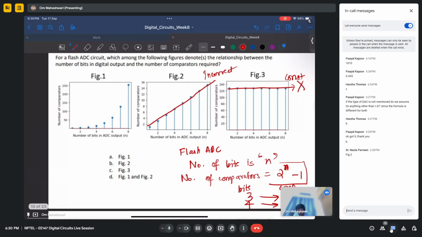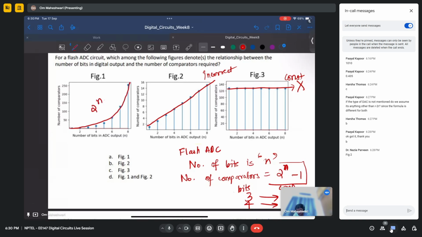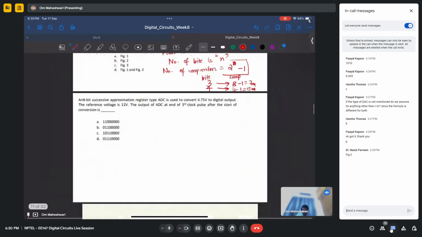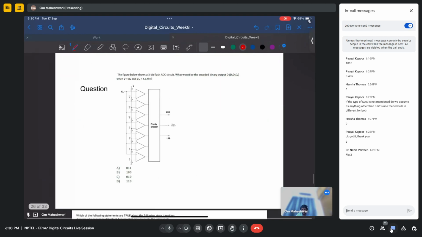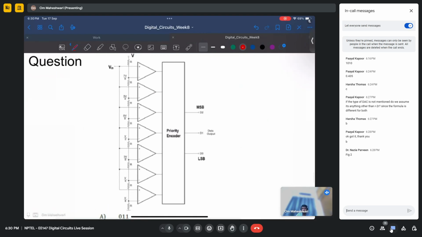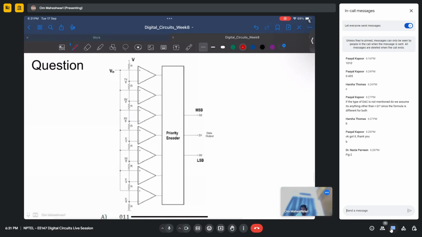And if you see this one, this is something like exponential, 2 to the power n minus 1. So this is correct. The number of components increases exponentially for flash type ADC. So if you want to see a flash type ADC circuit, I think I have one in a question. Yeah, so this is a flash type ADC. Sorry, this is a DAC, but same thing.